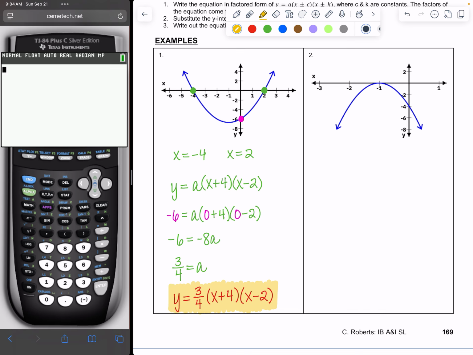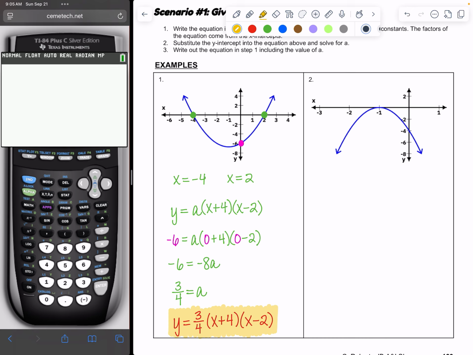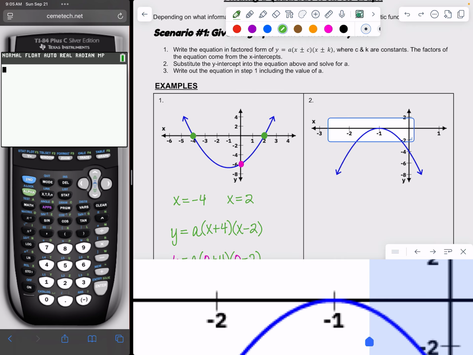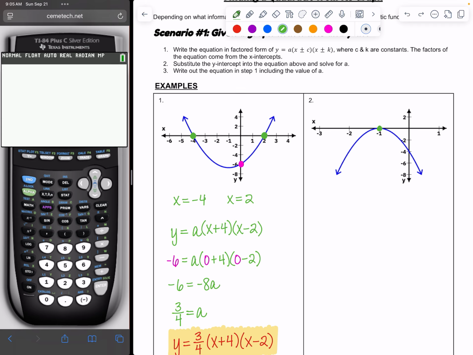All right, let's look at example number 2. As we can see here, for example number 2, we have one x-intercept, but because it's a quadratic, that x-intercept is going to be a double root, or is going to repeat. So if we have x equals -1, then in factored form, that means we'll have y equals a times (x plus 1) times (x plus 1).